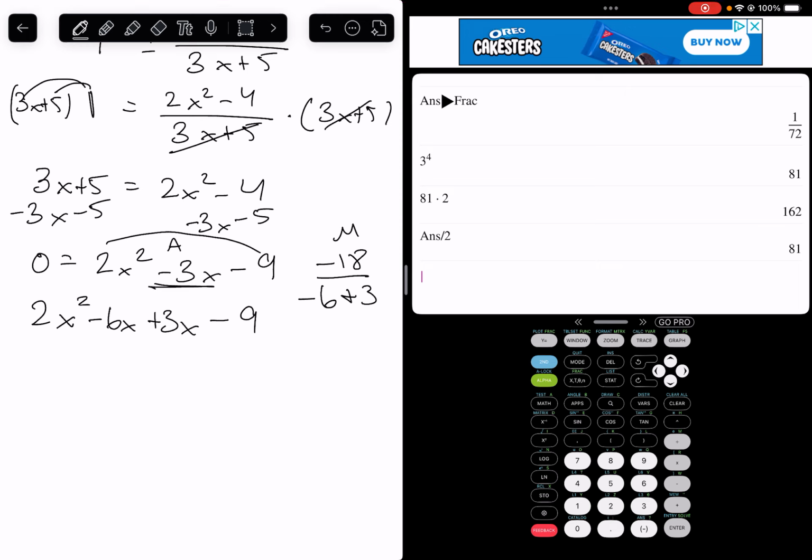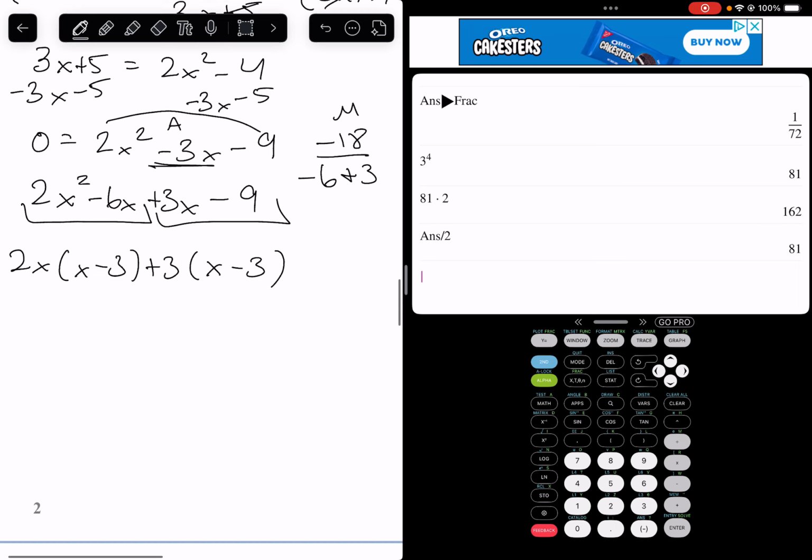Now we've got to do our factoring by grouping. So we take out a 2x and we get x minus 3. Here we can take out a 3 and we get x minus 3. So now factored, we've got (2x plus 3) and (x minus 3). So now we have solved, well, no, we haven't solved, but we factored the quadratic.